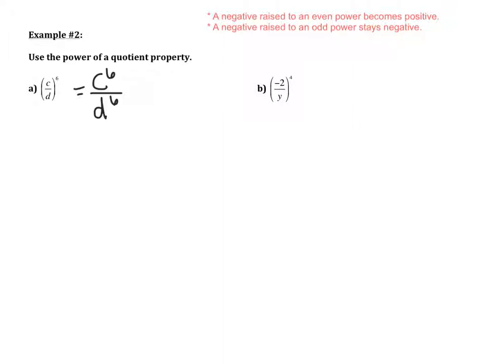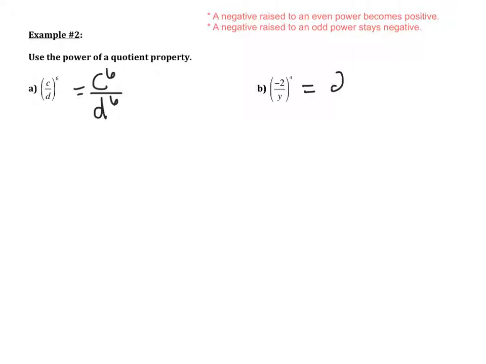So let's go back to our problem at hand. It says negative 2 divided by y raised to the 4th power. So I have a negative raised to an even power, so our answer would be positive. Now all I have left to do is take each number and raise it to the fourth power, knowing that our negative sign is going to go away and our answer will be positive.